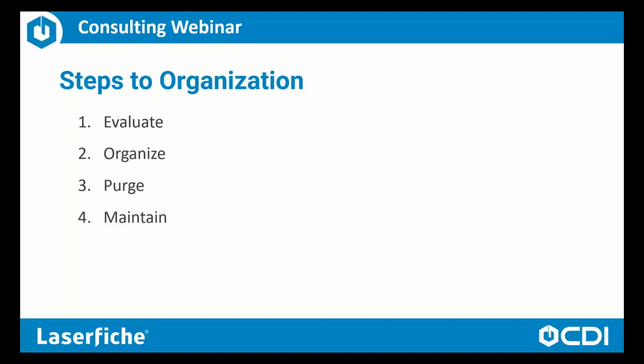And our last step is going to be to maintain our system. So we'll learn how to do some preventative maintenance, such as assigning permissions, as well as ongoing maintenance, such as reviewing the system and making sure all of our data governance is being followed.